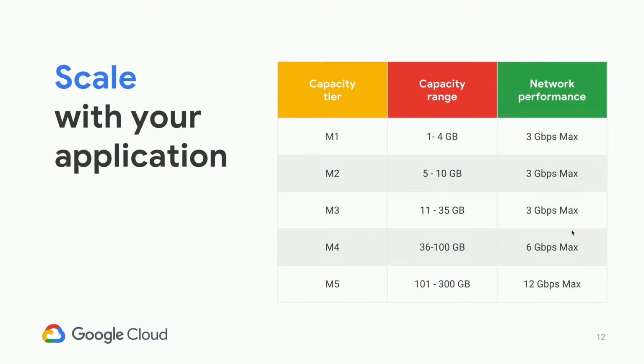Okay, apart from the tiers, we also provide what we call capacity tiers. The way we expose the service is that the more memory you provision, the more throughput you get. As you can see in the table, if you provision up to 35 gigabytes of Redis, you get about 3 gigabits per second of network throughput. And if you provision greater than 100 gigabytes of Redis, you get 12 gigabits per second of network throughput.